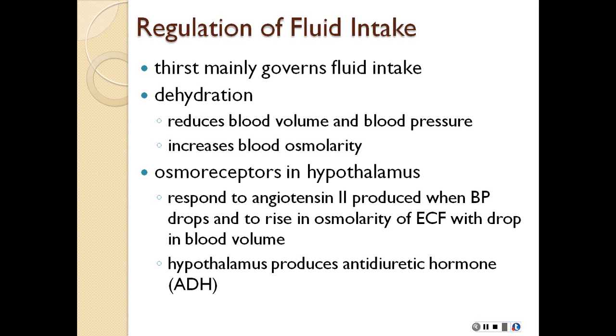Okay. So dehydration, osmoreceptors in the hypothalamus. The hypothalamus controls the blood volume by responding to blood pressure changes. So what happens is when the blood pressure drops, angiotensin II is produced. You all learned about angiotensinogen. So angiotensinogen is going to be produced whenever blood pressure drops, and also when osmolarity of the ECF drops.